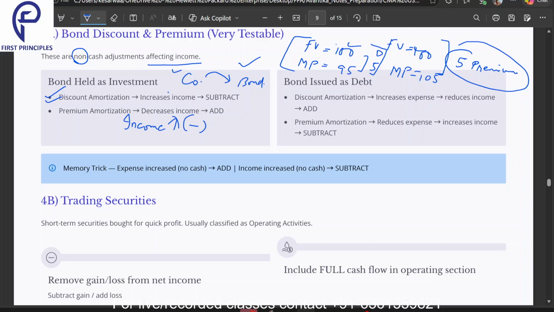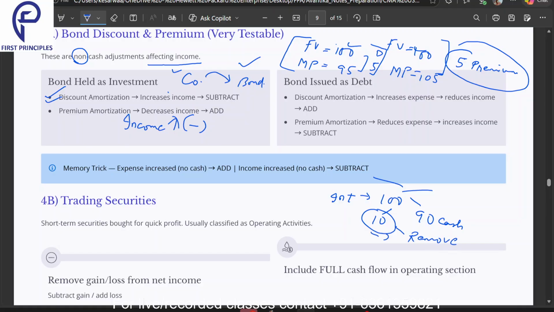Now let's take one example. Suppose interest income is 100. Out of this, rupees 10 came only because of the discount amortization. Suppose this is another scenario, another example. So the cash which we actually received is 90 bucks. So my net income is rupees 100 we have recorded, but how much cash did we actually get? 90 bucks. So we need to remove this extra 10.